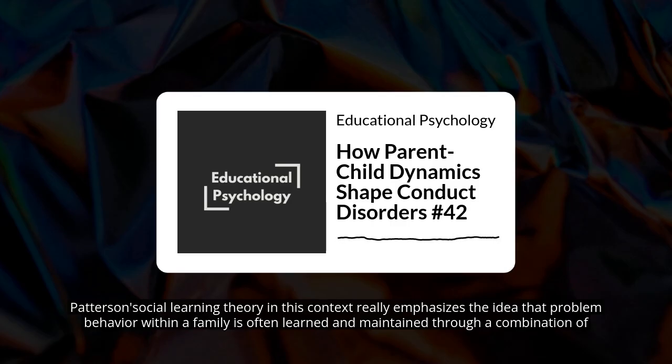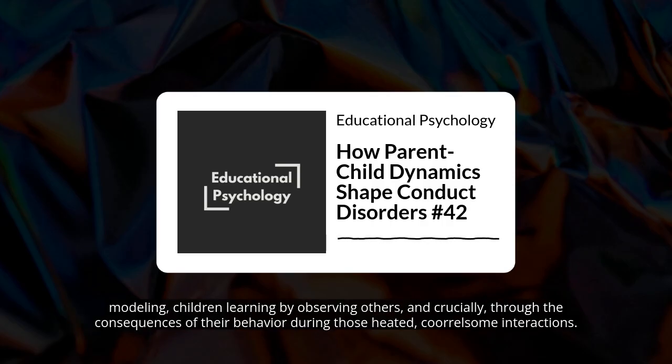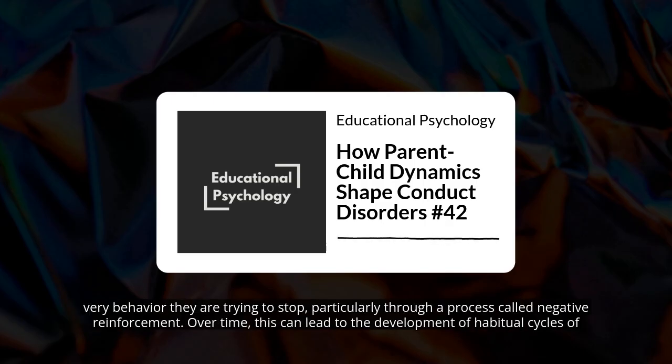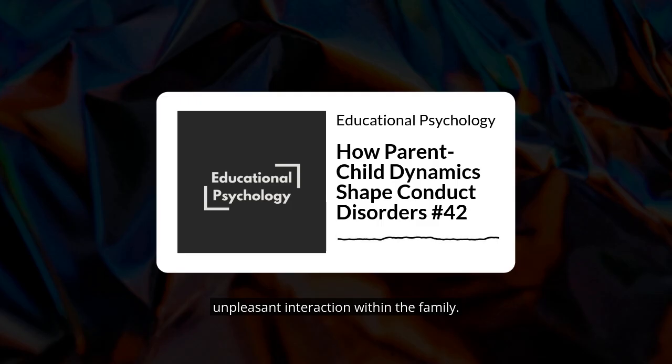Patterson's social learning theory in this context really emphasizes the idea that problem behavior within a family is often learned and maintained through a combination of modeling, children learning by observing others, and, crucially, through the consequences of their behavior during those heated, quarrelsome interactions. Okay, learning through interaction. Yes. He argued that these problem behaviors often have the effect of coercing reaction from the environment, and that those reactions can often inadvertently reinforce the very behavior they are trying to stop, particularly through a process called negative reinforcement. Over time, this can lead to the development of habitual cycles of unpleasant interaction within the family.